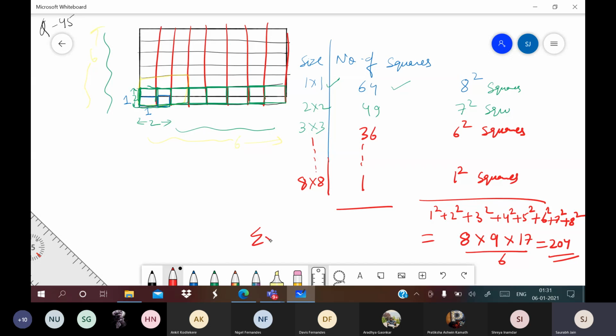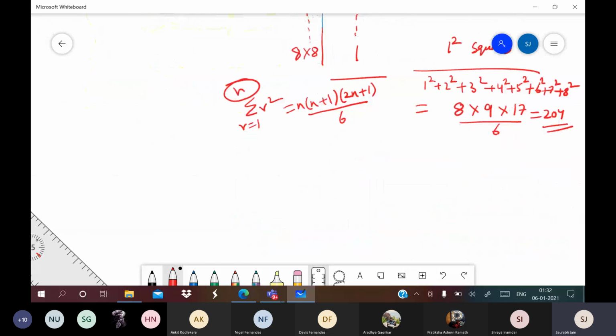Sigma r square, r from 1 to n. What was the formula? n into n plus 1 into 2n plus 1 upon 6. So here in place of n, you are going to put 8 because this is from 1 square to 8 square. Okay. So this particular question can also be remembered because the number of squares is not going to change in future. The chessboard is fixed. So you can remember it by memory. 204. 64 is the wrong answer.